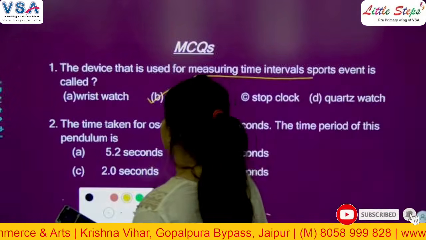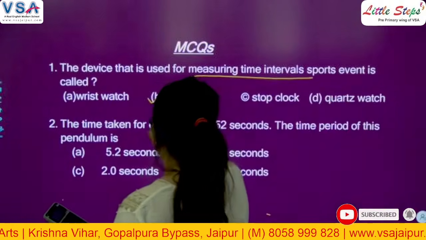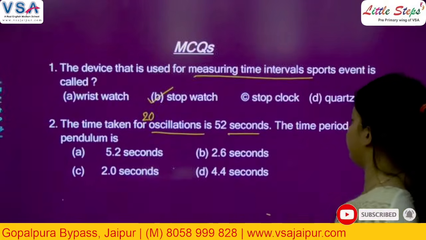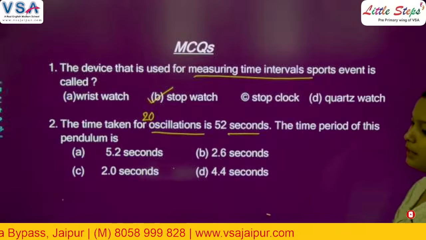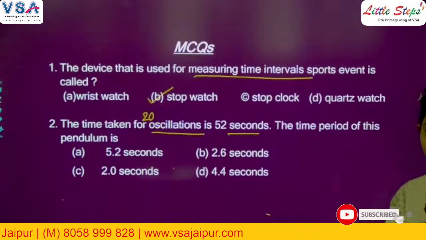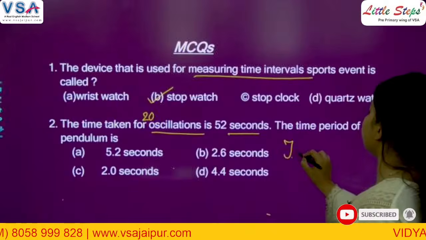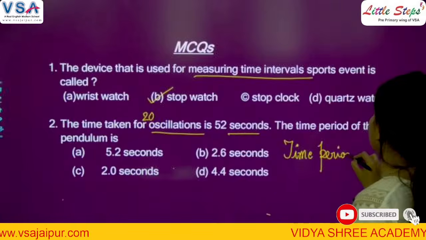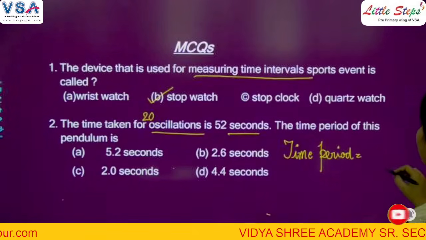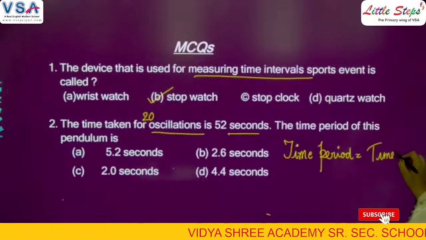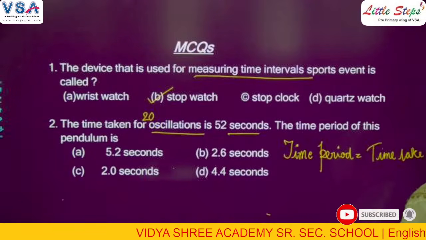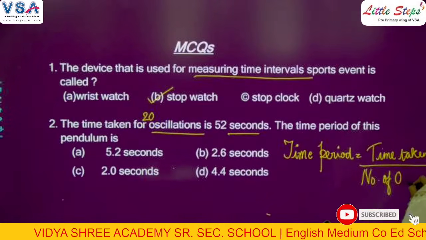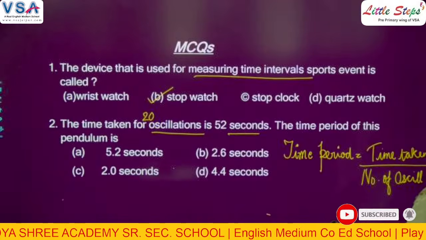Moving on to question number 2, MCQ 2. The time taken for 20 oscillations is 52 seconds. The time period of this pendulum is, so as you all know, there is a formula of time period. What is the formula of time period? Time period का formula होता है, what we have to do, we have to divide the time taken by number of oscillations. This is the formula we have to use in this.